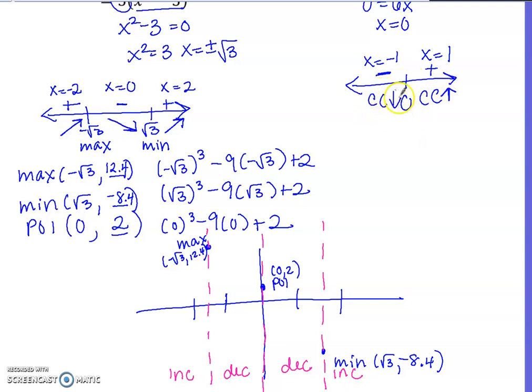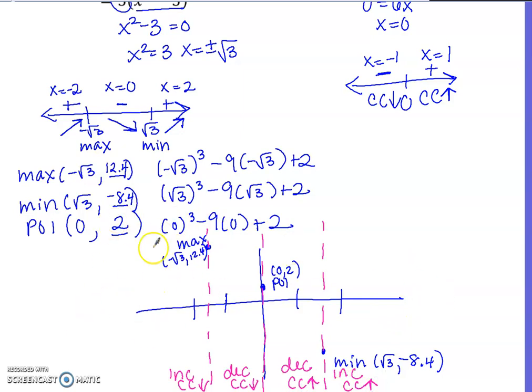Concavity, it is concave down when you're to the left of 0. So these are both concave down. And then when you're to the right, it's concave up. So we put this underneath.